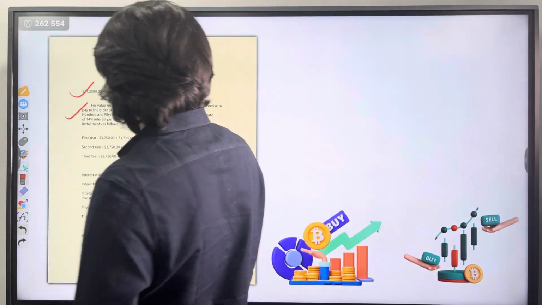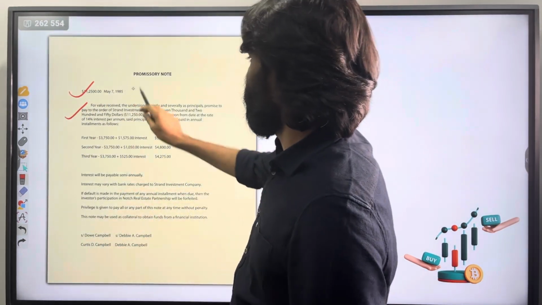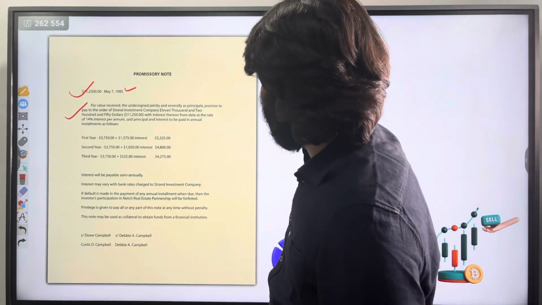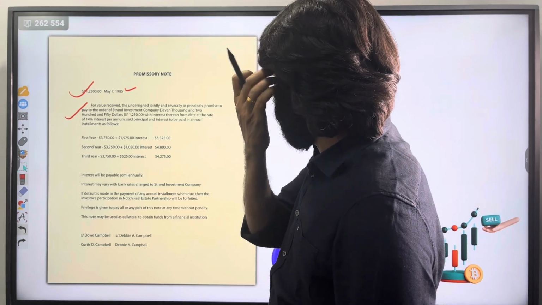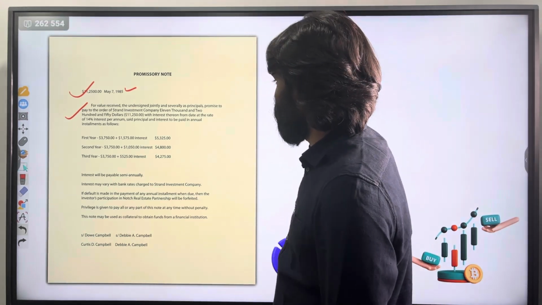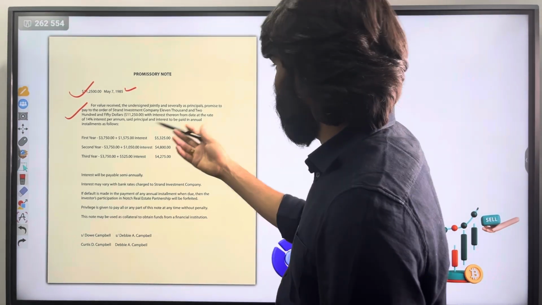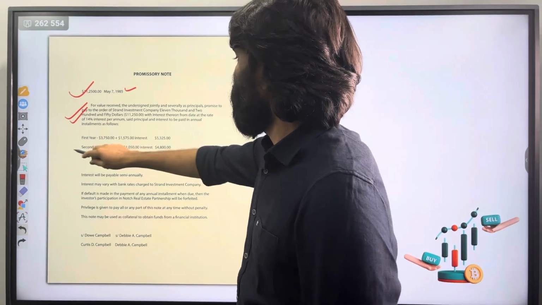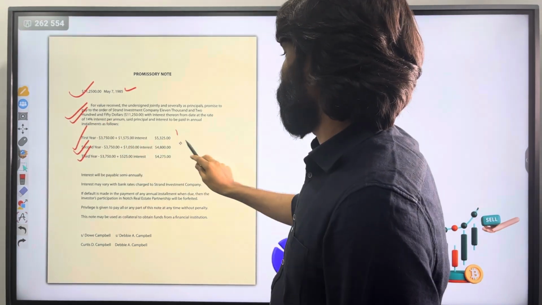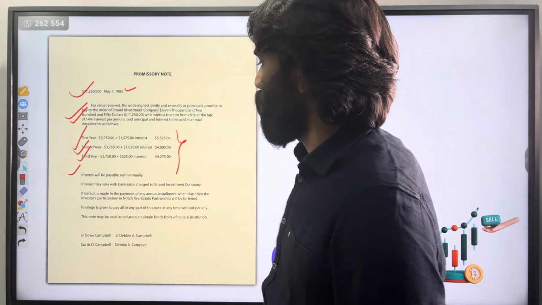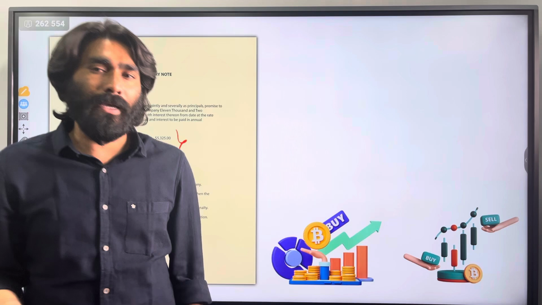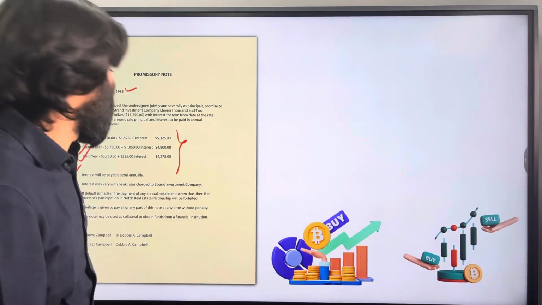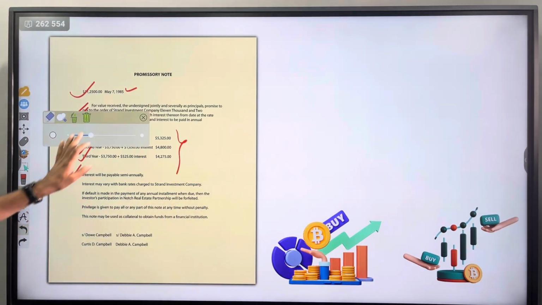If you read the language: "For value received on the dated, the undersigned jointly and severally as principal promise to pay to the order of Stand Investment Company 11,200," whatever the amount is, then interest payment, first year, second year, third year. So the counterparty will make a payment, and interest will be payable semi-annually. So this is how commercial papers basically work. These are the formats which we have seen.